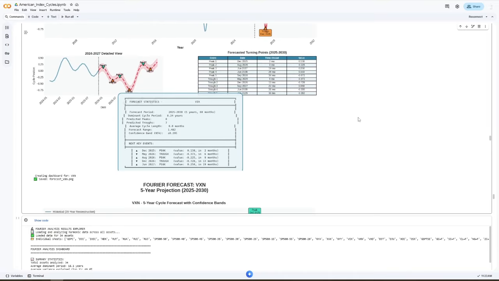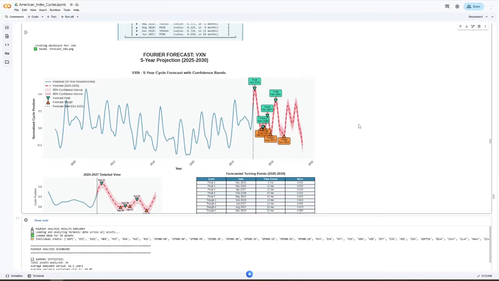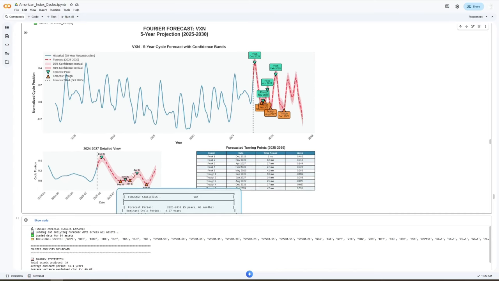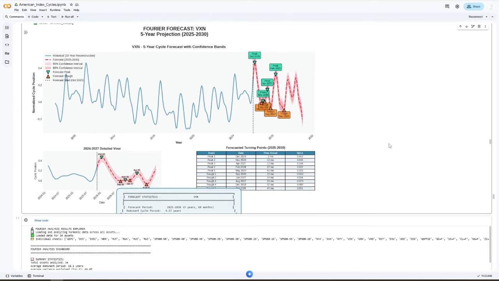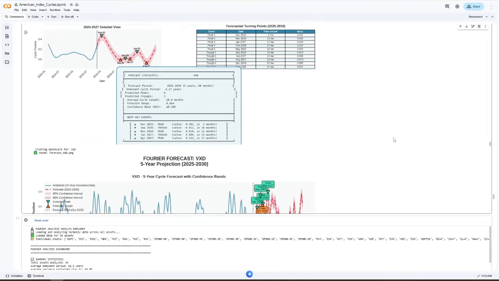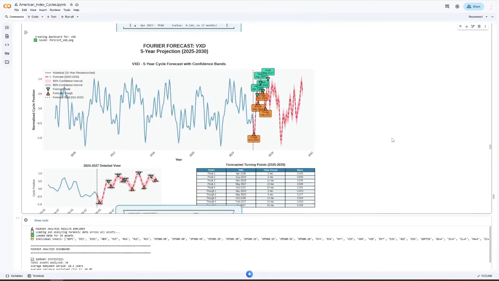That's strange because usually it's sunny in May and goes away. Then the VXN, which is the volatility index for the NASDAQ, will have a cycle peak, a cycle position with a higher value, so higher volatility in December, but it will last to September. So I don't know if 2026 is going to be a volatile year for the NASDAQ, and the same here.